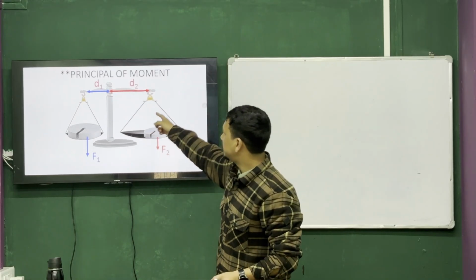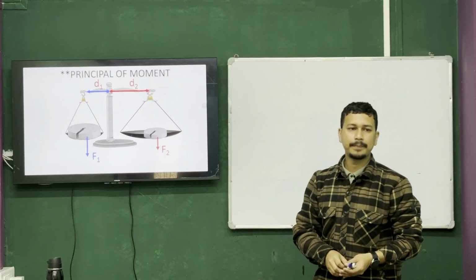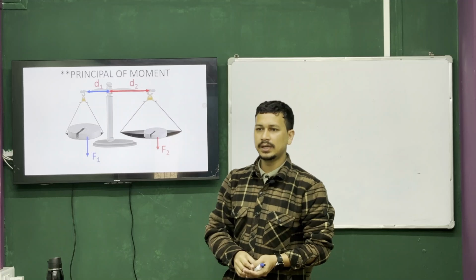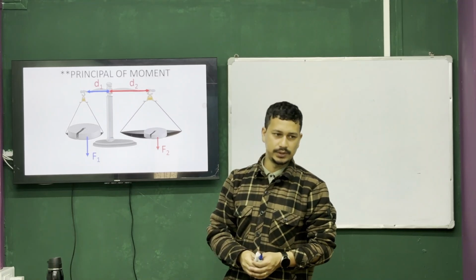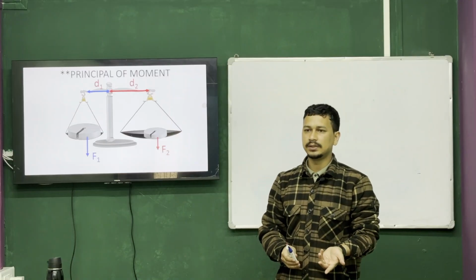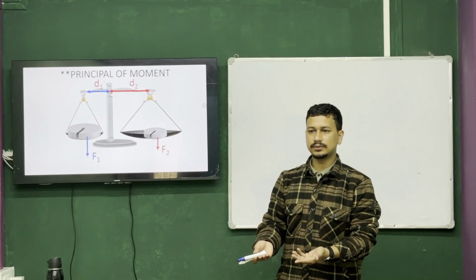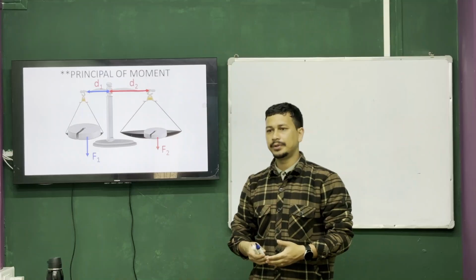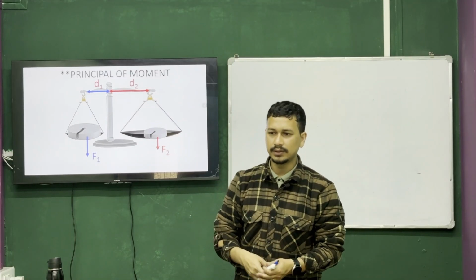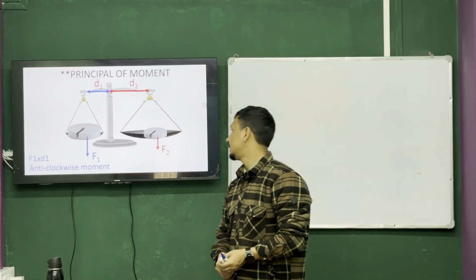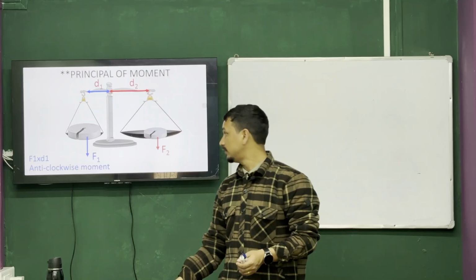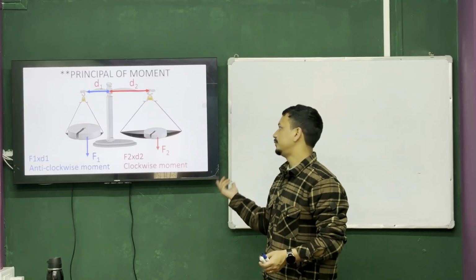So what will be the anti-clockwise moment here? Anti-clockwise moment will be due to which force? F1. And what is the perpendicular distance from the pivot? So what will be the anti-clockwise moment then? Moment of force means torque. So what will be the anti-clockwise torque? F1 D1, right? So F1 D1 will be the anti-clockwise moment. What will be the clockwise moment? It will be F2 D2.